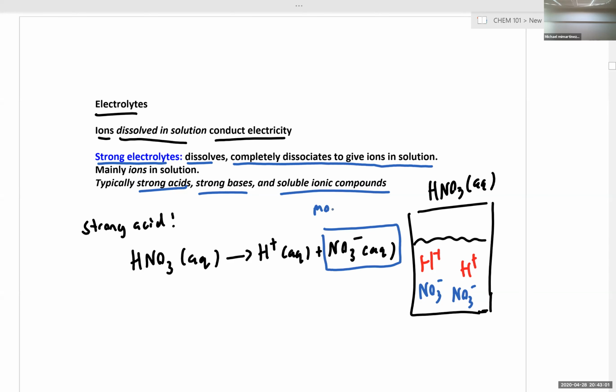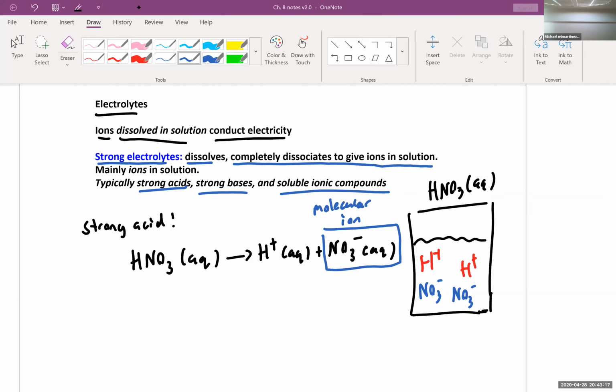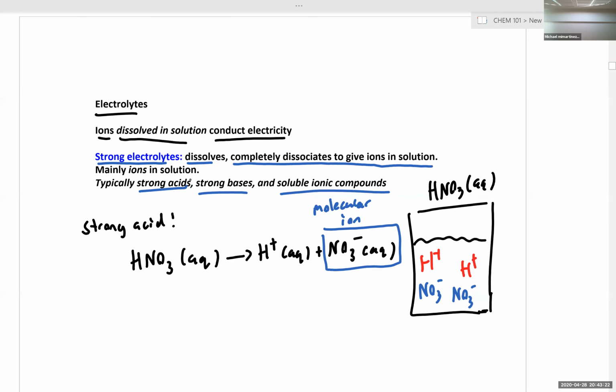Remember, this nitrate is a molecular ion or polyatomic ion. Please do not break nitrate up into individual atoms. Please do not do that. I see this happen a lot when students are introduced to this idea of ionic equations. Just remember, if it's a polyatomic ion, keep the molecular compounds together. Nitric acid breaks down into ions, but nitrate doesn't break down further.